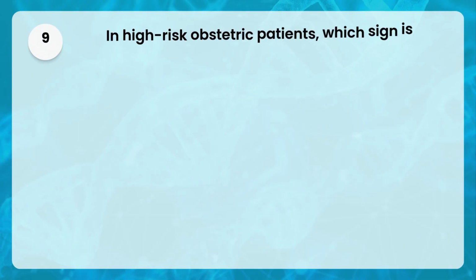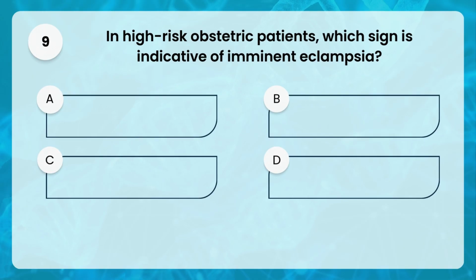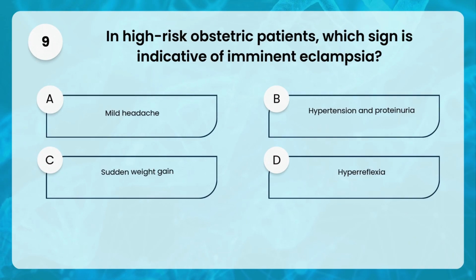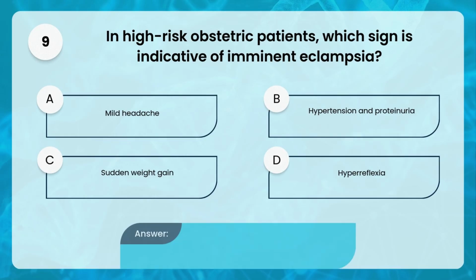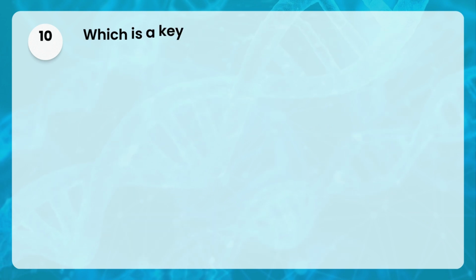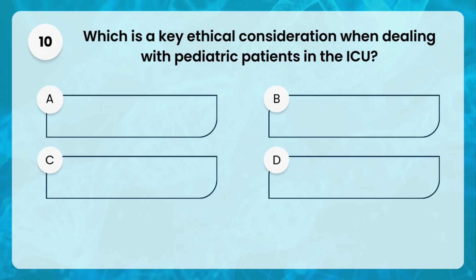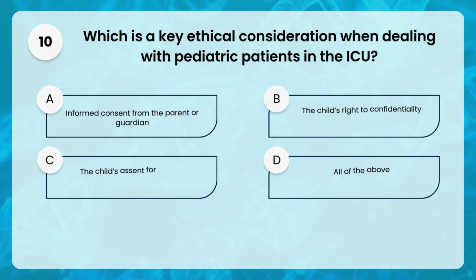Number 9. In a high-risk obstetric patient, which sign is indicative of imminent eclampsia? A. Mild headache. B. Hypertension and proteinuria. C. Sudden weight gain. Or D. Hyperreflexia. The answer is D. Hyperreflexia.